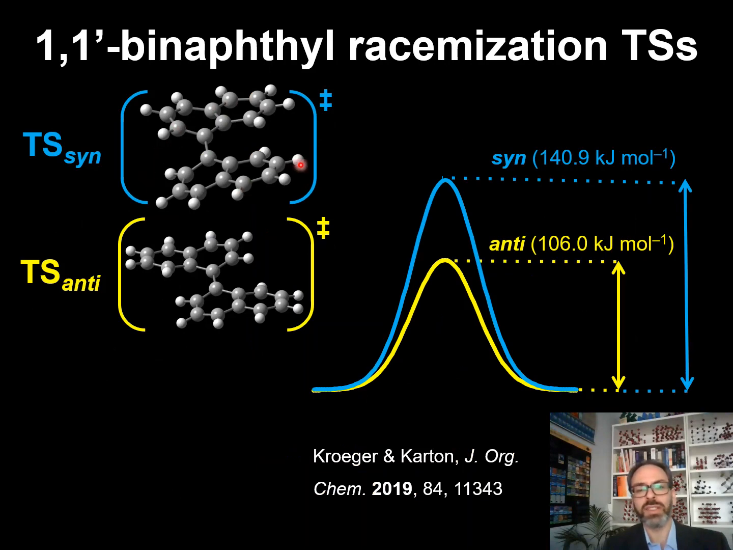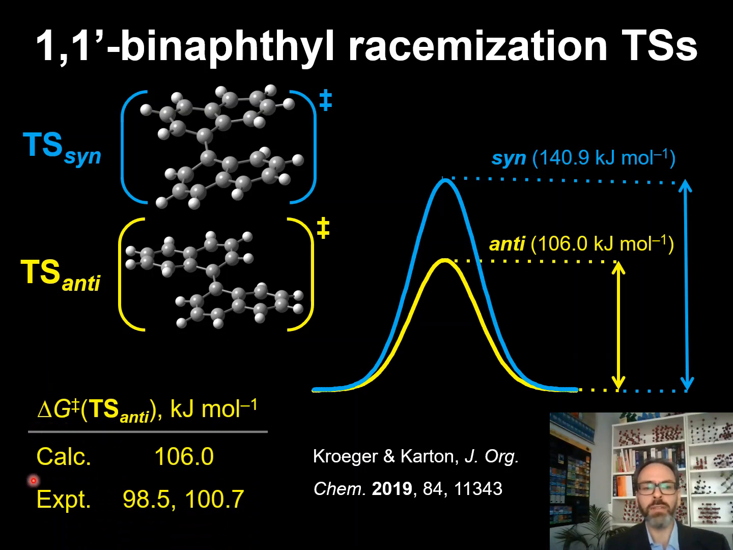For the syn-type transition structure, we calculate an energy barrier of 140.9 kilojoules per mole, and for the anti-type transition structure, we calculate an energy barrier of 106 kilojoules per mole. So the anti-type transition structure is kinetically favorable. Now we have a fairly good agreement with the available experimental results, which are obtained barriers of about 100 kilojoules per mole. So we are not very far from experiment, which gives us more confidence in the levels of theory that we are using here.